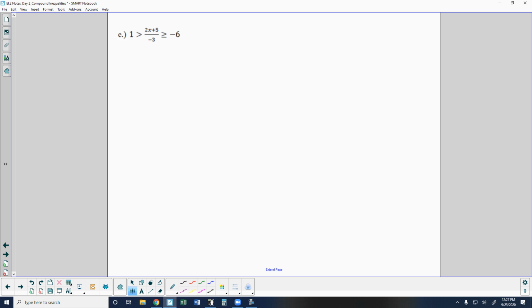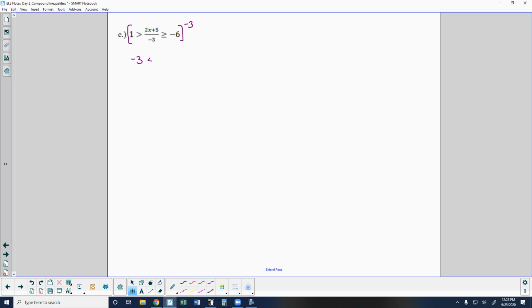So we need to get rid of this fraction in order to work with the x in the numerator. So I'm going to multiply the entire thing by -3. That's going to get rid of the fraction. So one times -3 would give us -3. Now we have to be careful here because remember, we're multiplying by a negative. So when I multiply by a negative, my sign is going to change. So now that greater than symbol becomes a less than symbol.